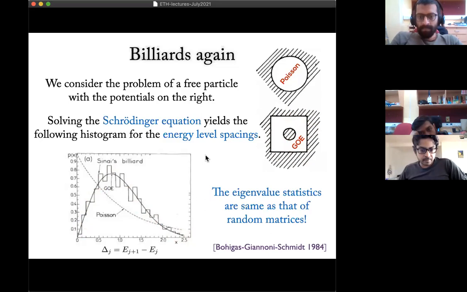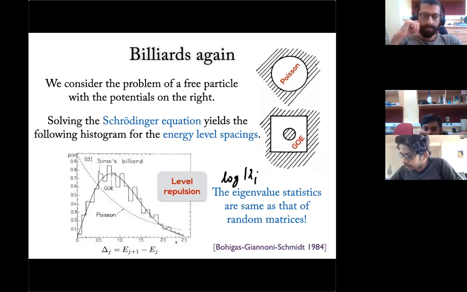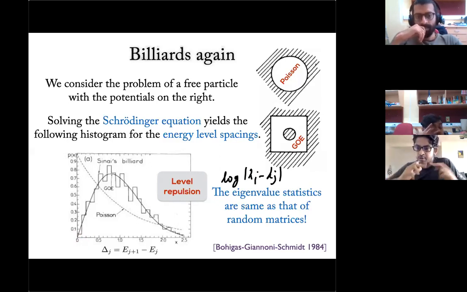And so the main feature of this distribution is that, notice that for small level spacings, there are very few data points, okay? Which means that the energy levels cannot lie close to each other. So we saw in the random matrix lectures that there is this log of lambda I minus lambda J potential in your random matrix integral, which actually prevents eigenvalues from lying on top of each other. And that's the phenomenon of level repulsion. And we see this level repulsion in this case as well.